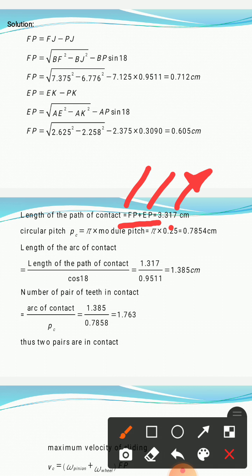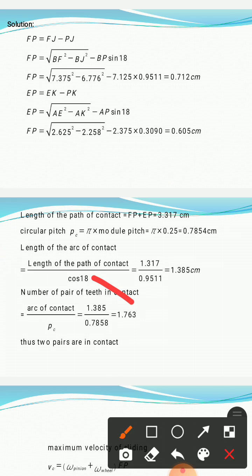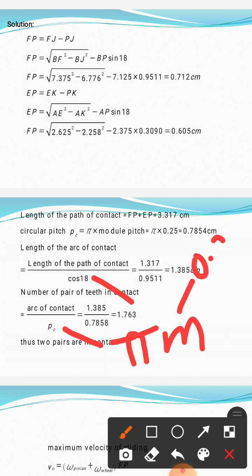By using the path of contact, we can find out the arc of contact by dividing by cos phi. The number of pairs of teeth is the arc of contact divided by circular pitch. Circular pitch is nothing but pi into m, and m is given as 0.25. As soon as you know the arc of contact, you can find out the number of pairs of teeth in contact.